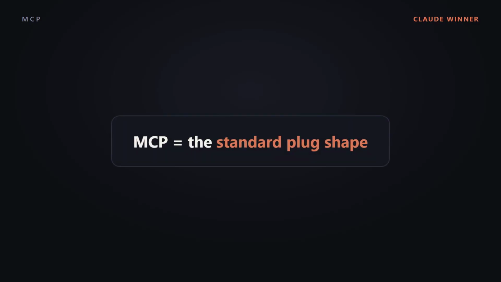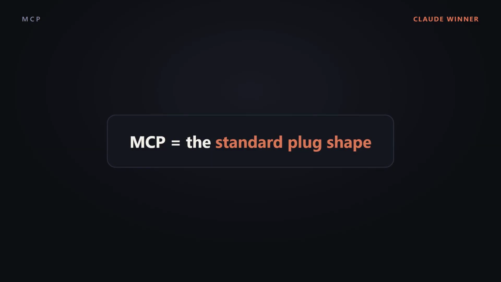You'll see the letters MCP, Model Context Protocol. For your purposes, it means one thing. It's the standard plug shape, which is why so many apps can connect without anyone building something custom each time. You may now forget the acronym.